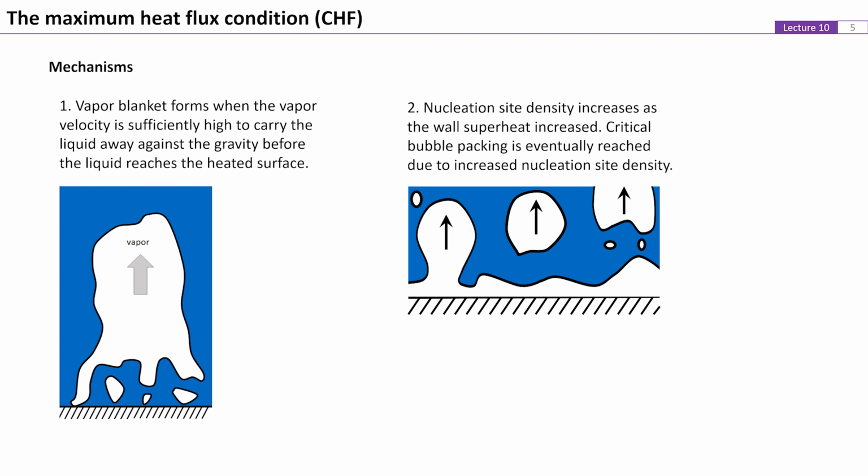The second mechanism states that the nucleation density is increased rapidly as the wall superheat is increased. Since the number and size of bubbles are increased correspondingly, the vapor blanket starts to form with packed and connected vapor bubbles right on the heated surface.